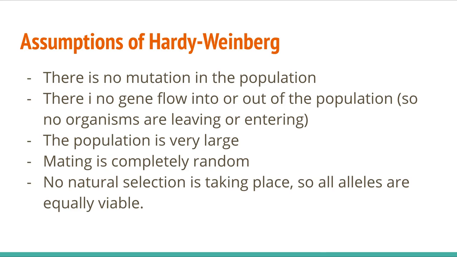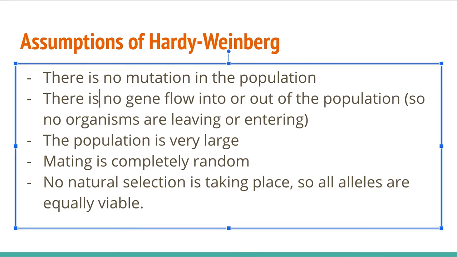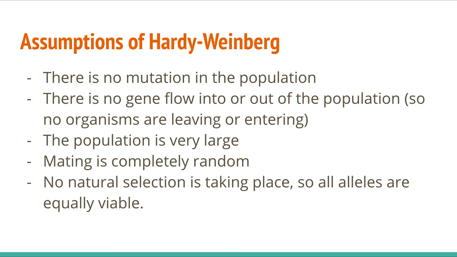We do have some core assumptions that we have to talk about for Hardy-Weinberg equilibrium. We assume that there's no mutation in the population, that there's no gene flow in or out of the population. So what that means is no individuals coming or going and taking their alleles with them. We assume the population is very large, because small populations, things can rapidly change. We assume that mating is completely random, and this assumption is practically never met, but Hardy-Weinberg equilibrium still works out pretty well. And we assume no natural selection is taking place.